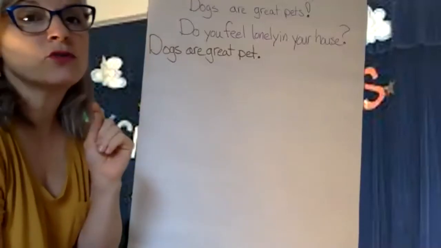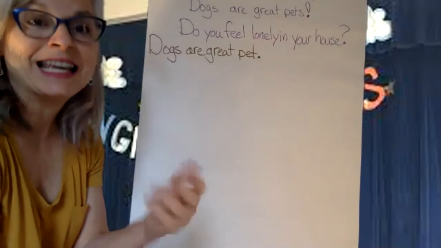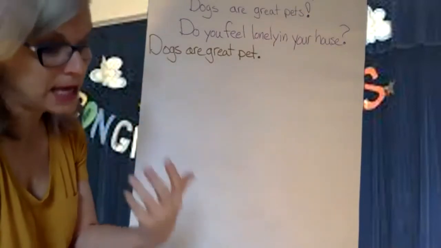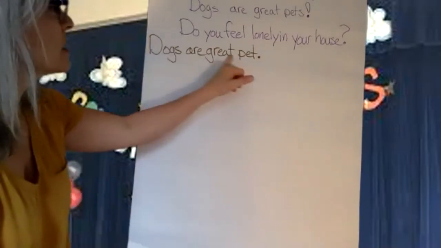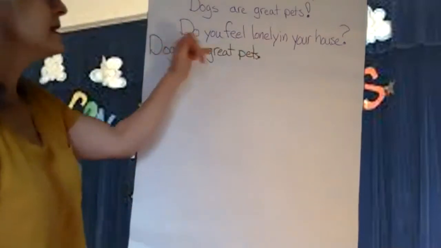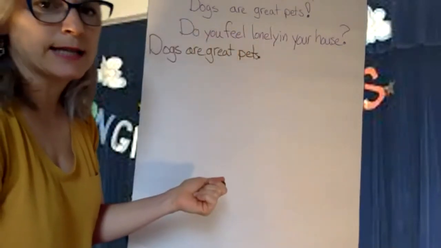And then you go to your controlling idea, also called your thesis or your big idea. In this essay, what we're trying to argue or convince people, because this is an opinion-based essay, is that dogs are great pets. Okay, this is the thesis. This is the idea I'm going to keep saying over and over again in this essay.